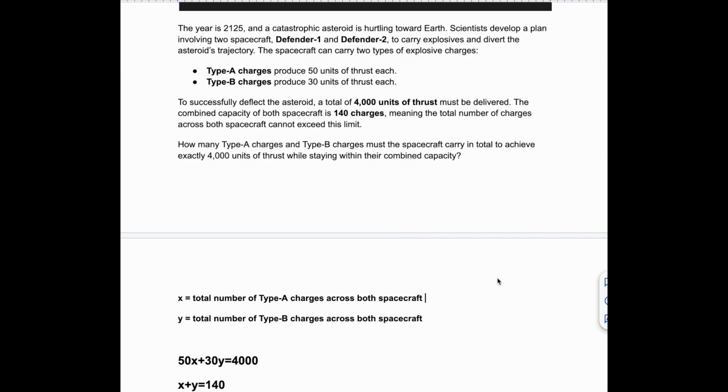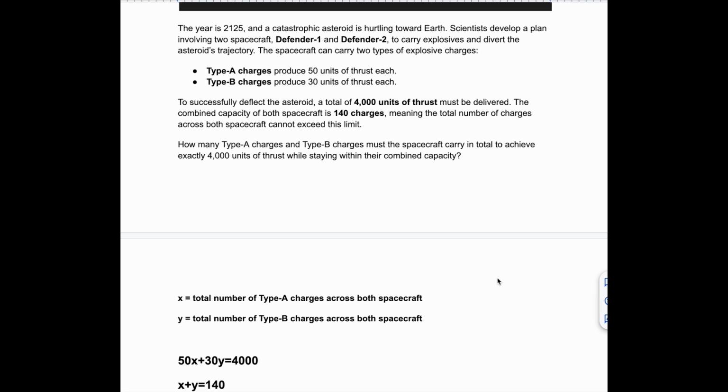Year is 2125, and a catastrophic asteroid is hurling towards Earth. Scientists develop a plan involving two spacecraft, Defender 1 and Defender 2, to carry explosives and divert the asteroid's trajectory. The spacecraft can carry two types of explosive charges.